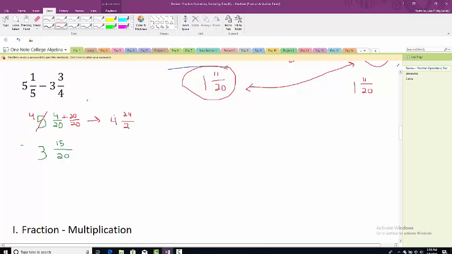And the bottom one we're just going to leave alone for now. Just going to write it just as it is. 3 and 15 over 20. And now we're going to subtract them. So now we're going to start with the fractions as we did before. I'm going to do 24 minus 15, which is 9. And keep the 20. And then our whole number is 4 minus 3 is 1. Check to see if we can reduce 9 over 20, which we can't. So we're done.